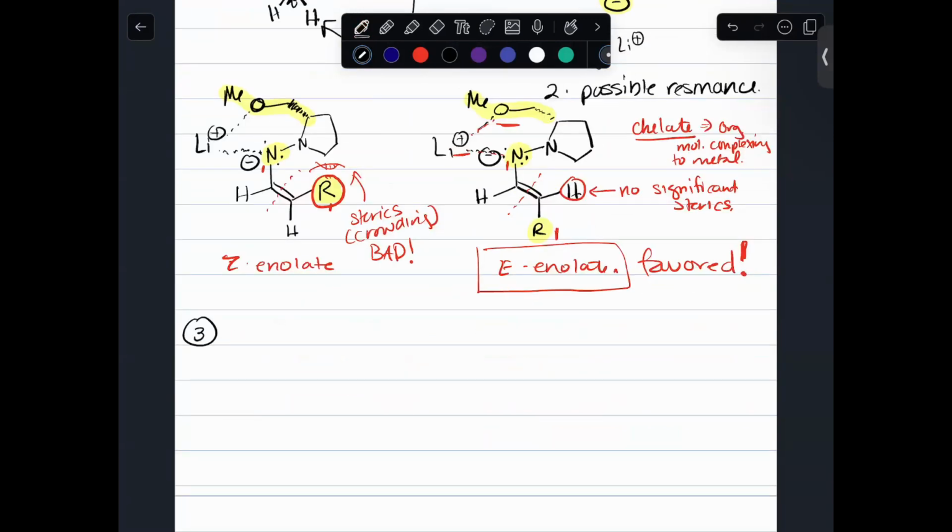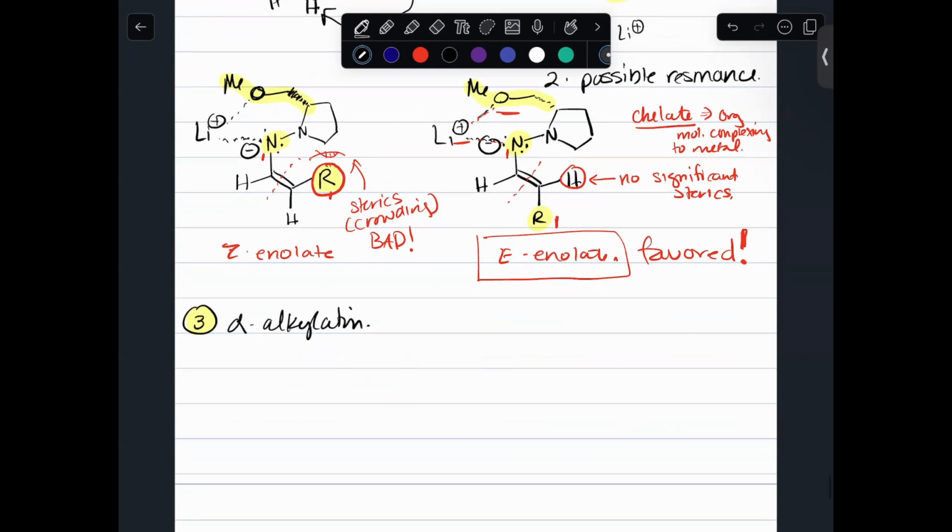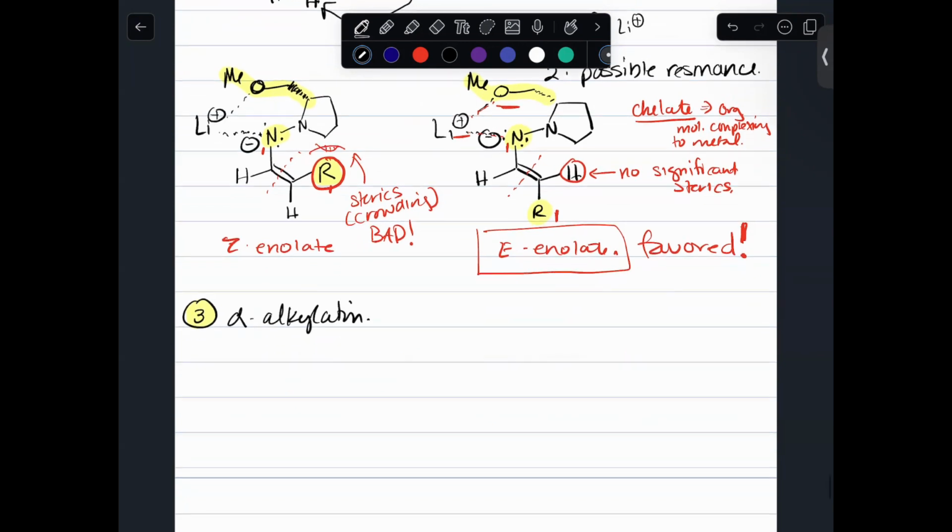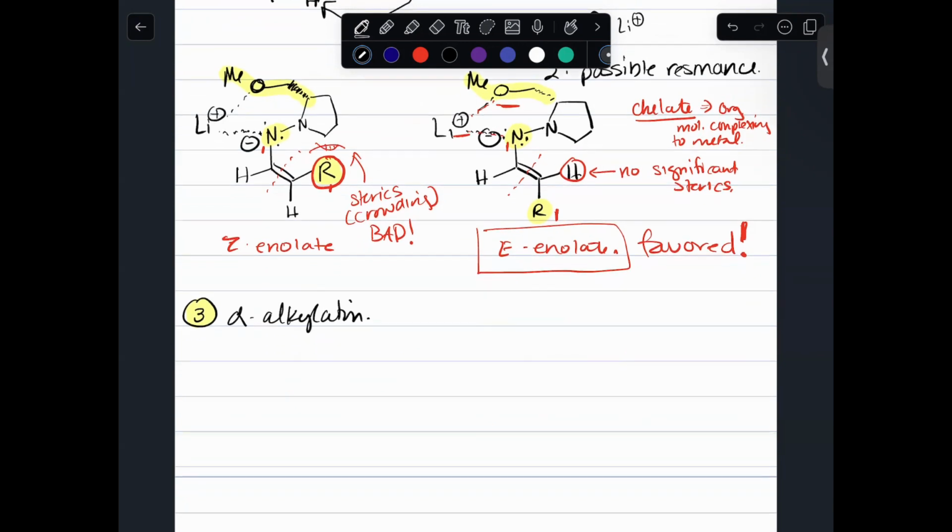SAMP and RAMP chemistry is probably some of the hardest chemistry that you have to visualize three-dimensionally. And so step 3 is alpha alkylation. And now we have to look at things three-dimensionally. And so what I'll do is I'll do what I did before and redraw my enolate.